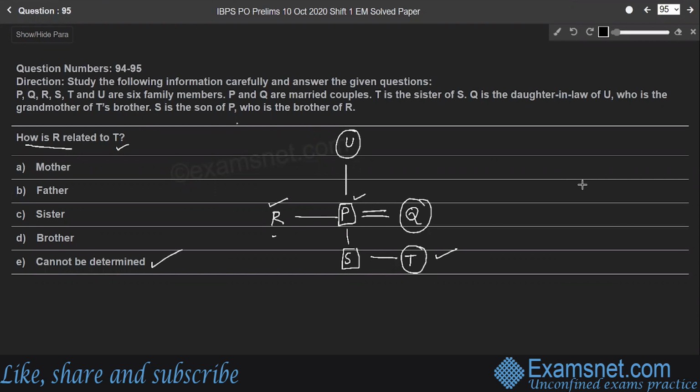If gender of R is male, so R becomes uncle, right? Paternal uncle. If R is female, so R becomes aunt, right? Therefore, since gender of R is not given here in the question, so the relationship cannot be determined. Option E is the answer.